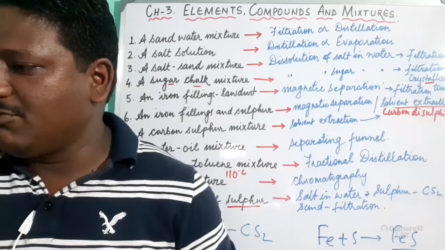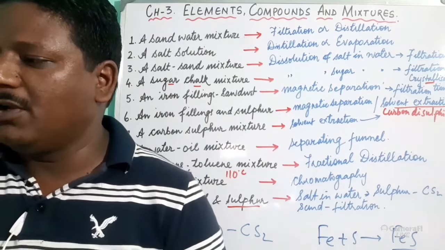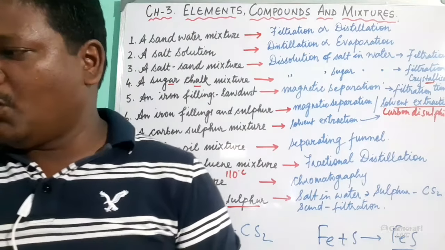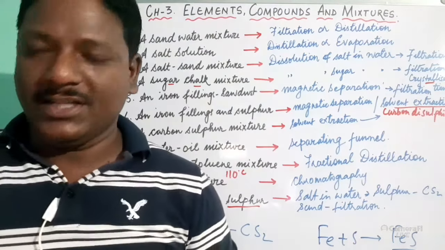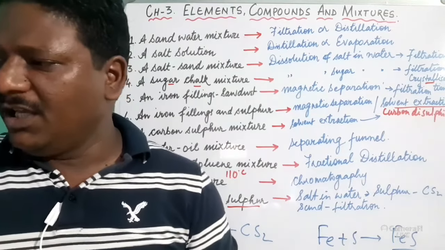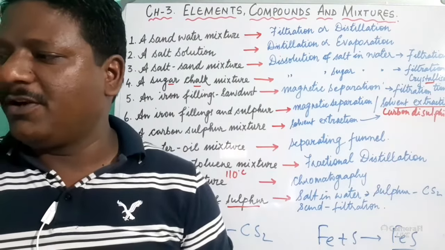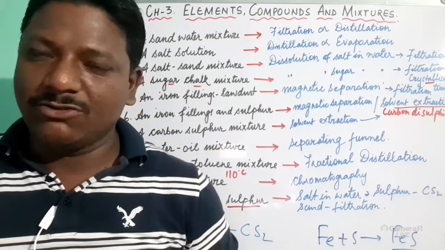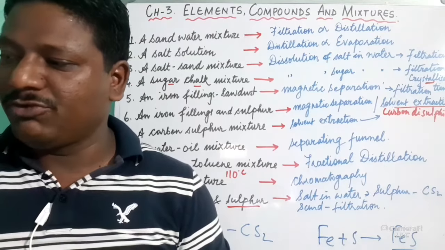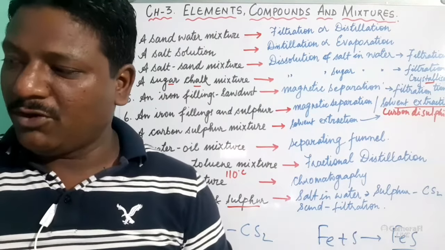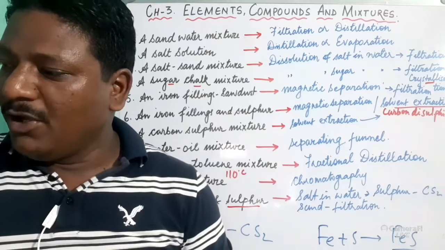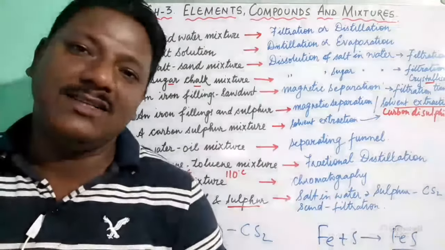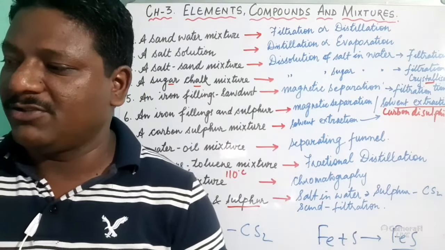The first one is choose the correct option. Which of the following is an element? Options are given: hydrogen, salt, water and glucose. So the first answer is hydrogen. Number 2, ammonium chloride can be separated from sand by, of course, ammonium chloride is a sublimable substance, so only sublimation can be used to separate ammonium chloride. Number 3, common salt can be separated from sand by using water as a solvent. Very good, using water as a solvent.